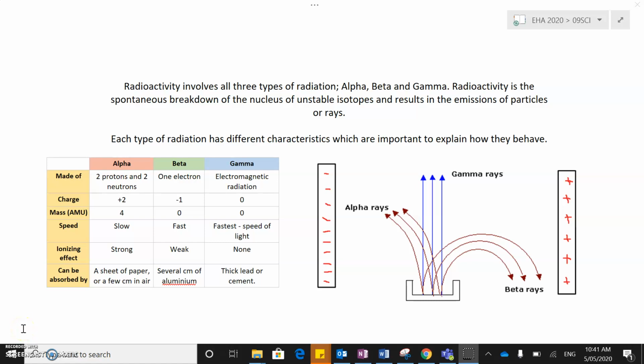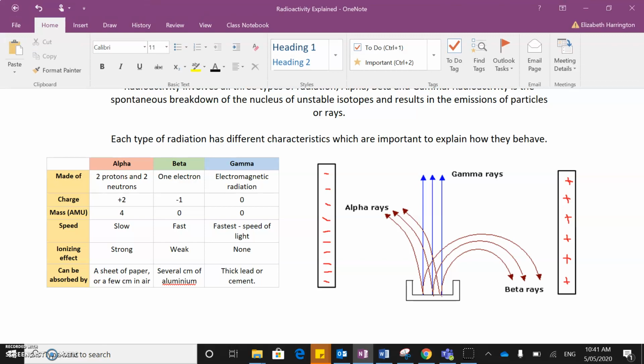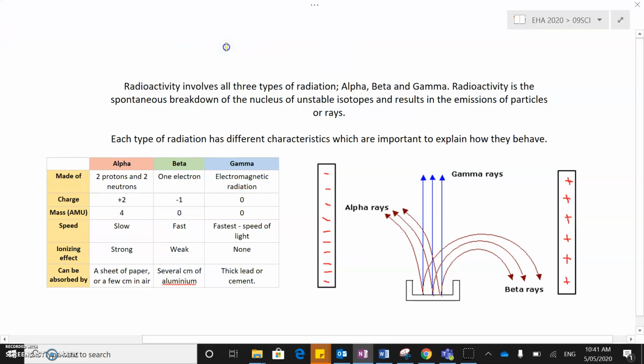Alrighty, so good morning. Today we're just going to discuss a few key points on radiation and radioactivity. So I'm going to highlight some key terms here for us as we work through this first portion of our little OneNote summary. So radioactivity involves all three types of radiation, those being alpha, beta, and gamma. Radioactivity is the spontaneous breakdown of the nucleus of unstable isotopes, another set of key terms there, and it results in the emissions of particles or rays.